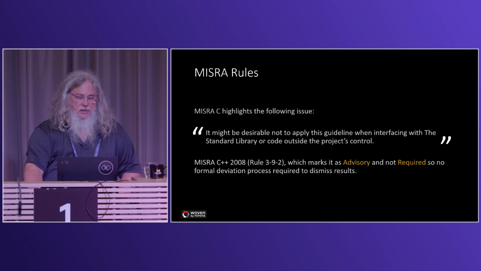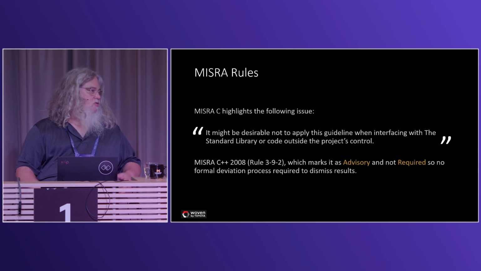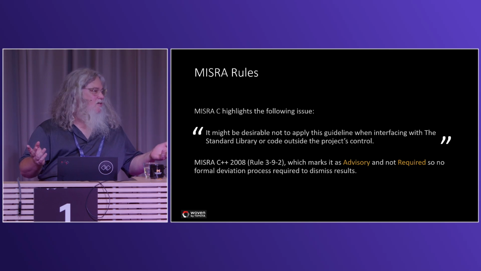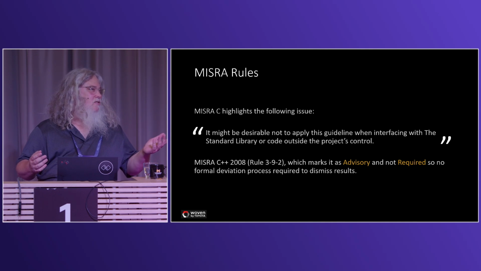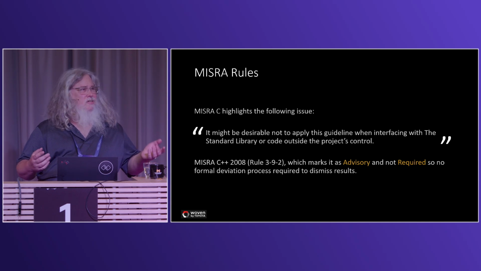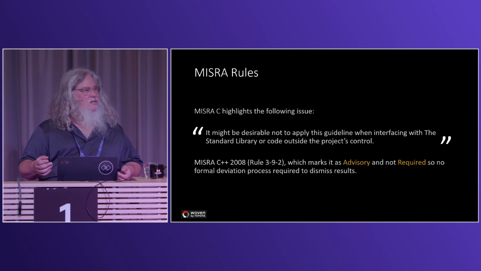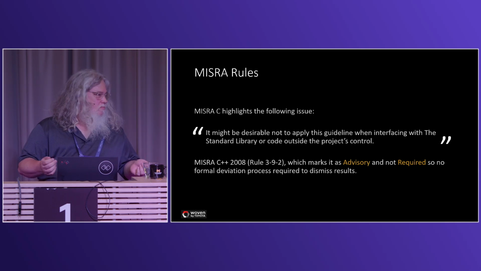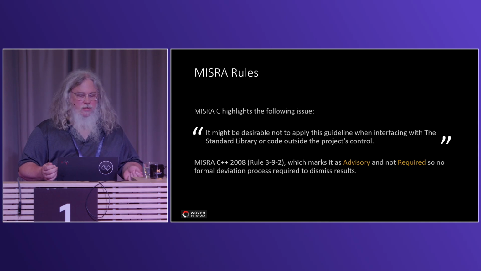So now MISRA C does highlight the issue that it might not be desirable to apply this guideline when interfacing with standard library code, right? And so there the issue is quite clear. You have a function that takes an int, you pass an int32_t, well, okay, maybe it's the same size, maybe it's not. If you're on a 16-bit implementation, that's a different size. So now you're passing too large of a value that can truncate. So suddenly in all your API calls, you have to inject range tests, but not in a portable way. So they're forcing you by these rules to write really bad code.